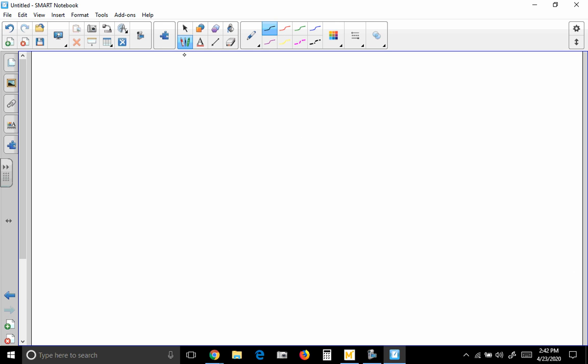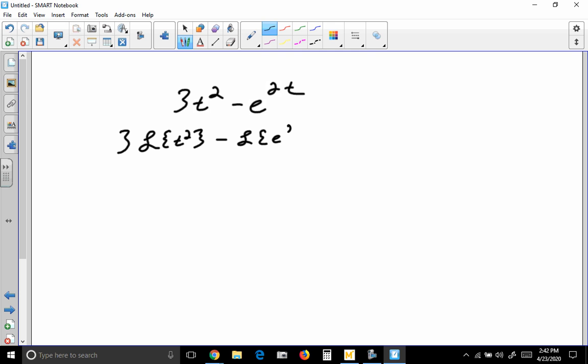Okay, so now that we've gone through what we're going to be doing, let's actually do some problems. Let's suppose we have 3t squared minus e to the 2t. Let's look at how we are going to transform that. We need to transform 3t squared. The 3 we can put out front and transform t squared, minus we need to transform e to the 2t.